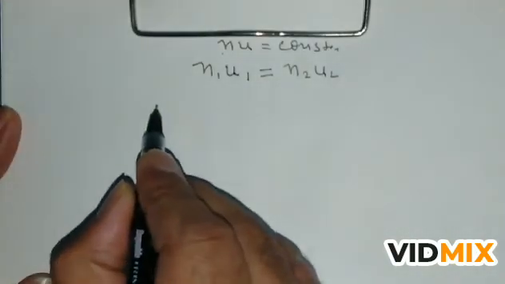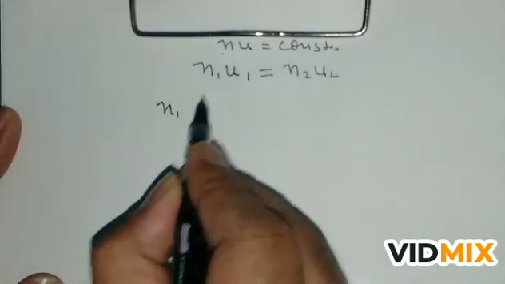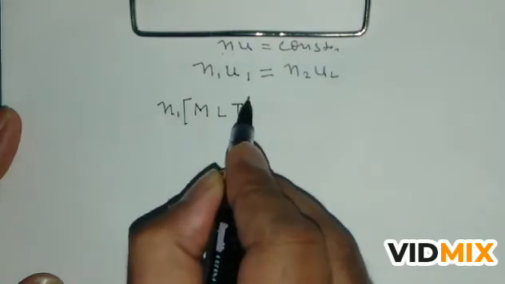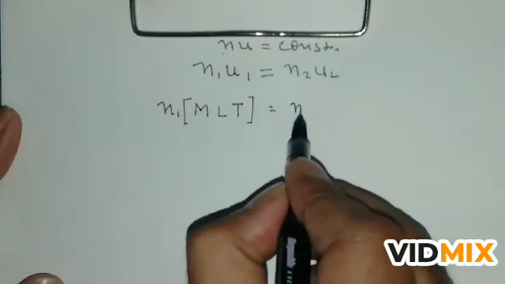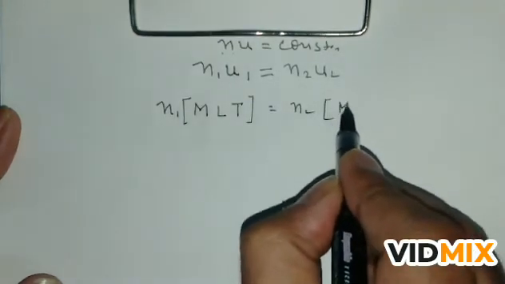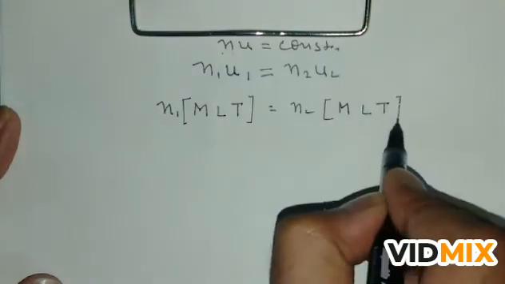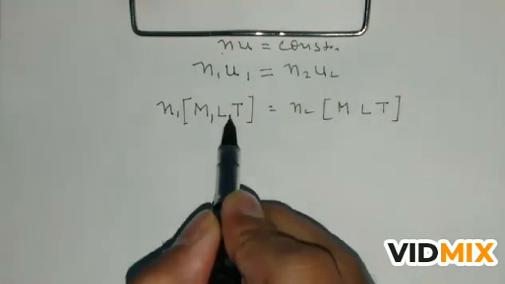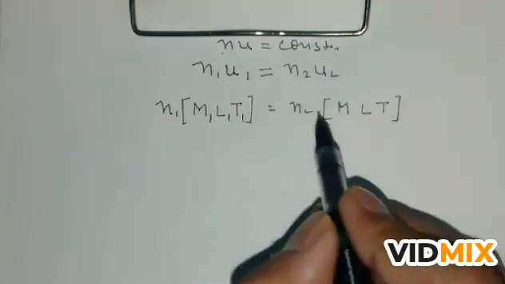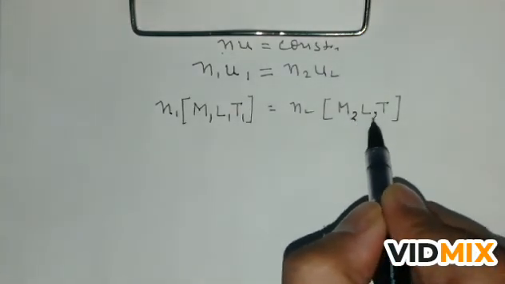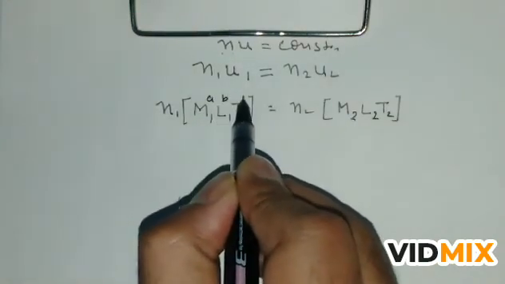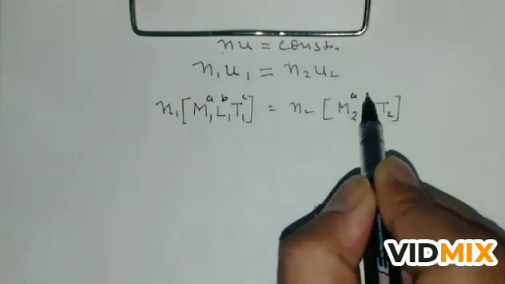Now what is unit? I wrote N1. Unit can be written in dimension M, L and T form. It is equal to N2. It is written as M, L, T. Now since units are different, so M1, L1, T1, and M2, L2 and T2, and we can write the dimension A, B, C.